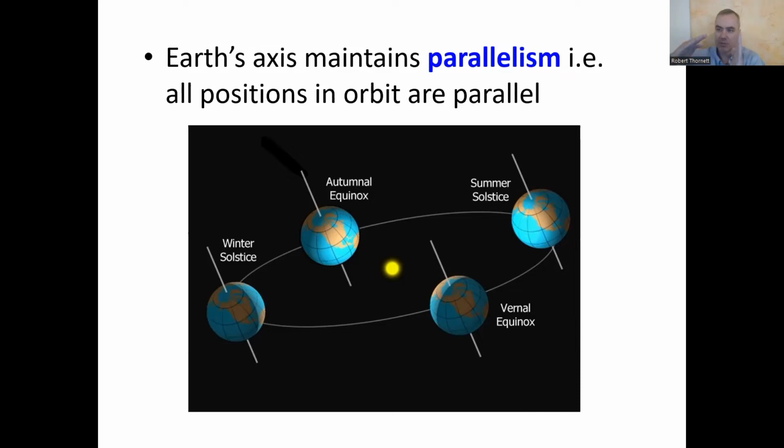Whereas at one point, summer, it's leaning in, but the sun's in the middle, and in the winter, it's leaning out over here. But it's always parallel to its position at all points. That's called parallelism. So those are our two properties. Polarity always points to the North Star, Polaris, and parallelism, that axis is always parallel to itself at all points in its orbit.